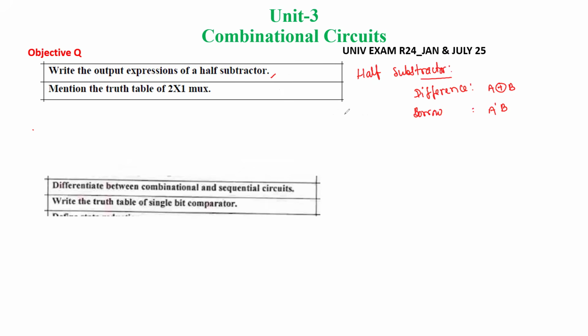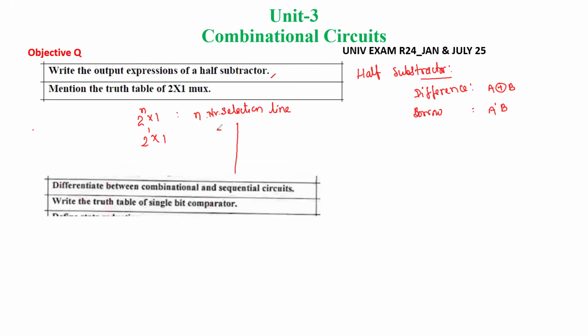Now they're asking: mention the truth table of a 2 cross 1 multiplexer. Sometimes maybe they'll ask you to define the multiplexer. In general, we write a multiplexer as 2 to the power n cross 1, where n is the number of selection lines. In this situation, it is written as 2 to the power 1 cross 1, which means it has only one selection line.